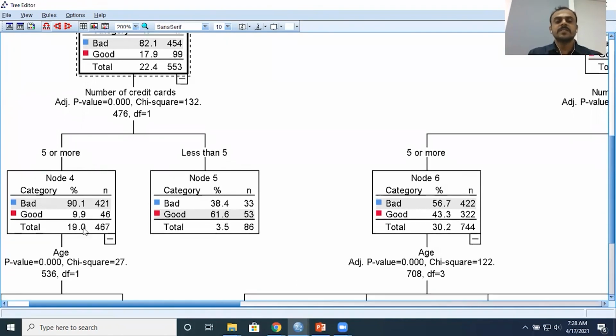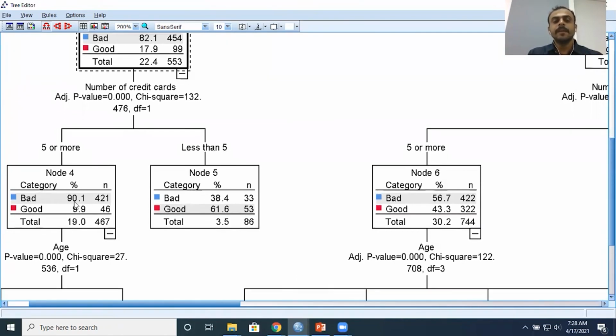Very, very dangerous behavior you're seeing. 90% of them happen to be bad credit risk. Watch out for the sample size here. As you go deeper and deeper within the tree, you'll obtain less and less sample. You don't want to make a decision with a box which has very, very small sample size. You want at least a healthy sample size here.